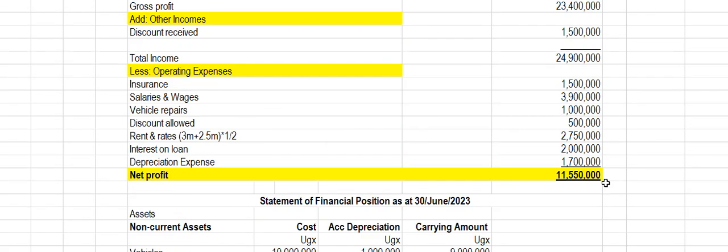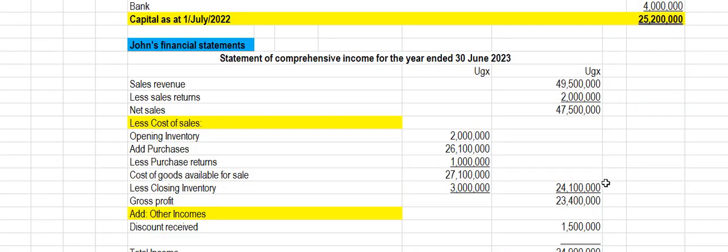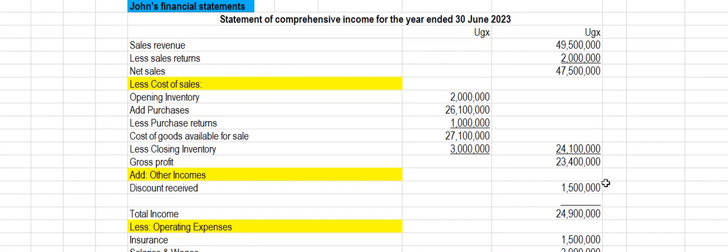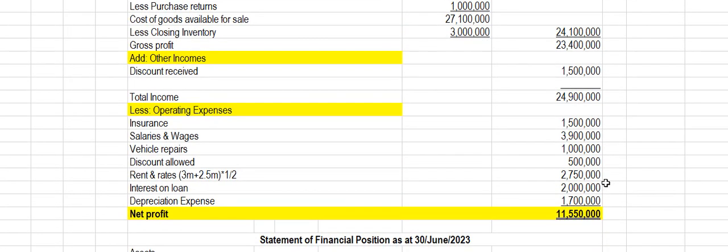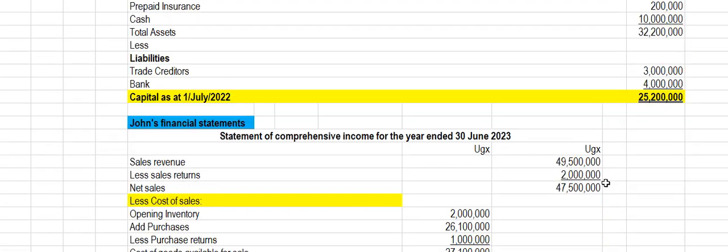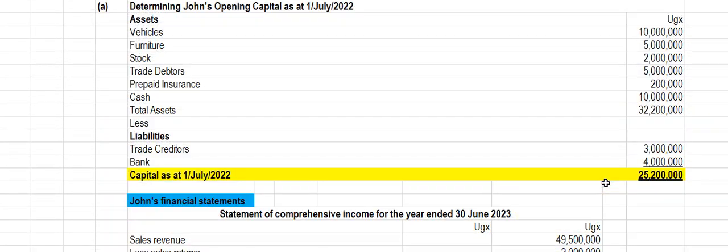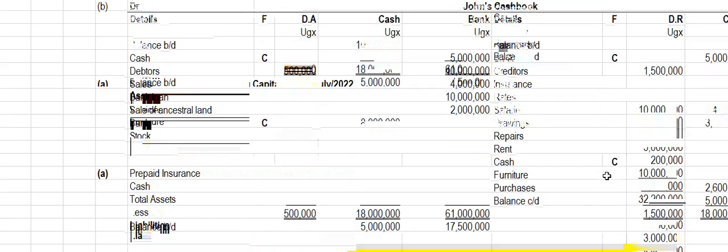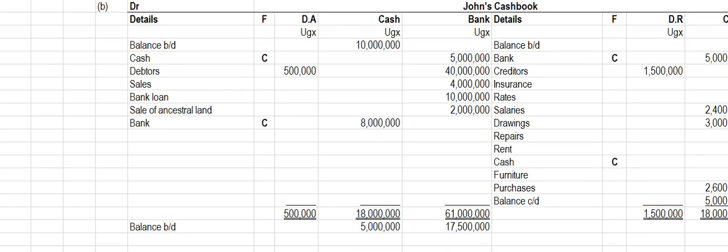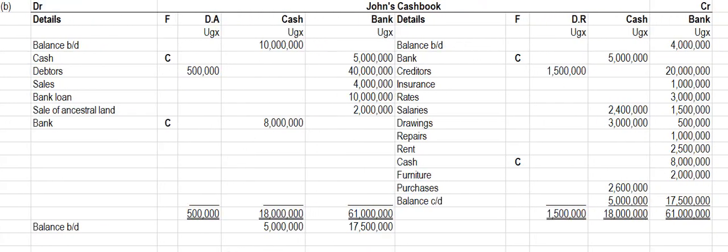This is the statement of comprehensive income. Those are John's financial statements. So that's how John has performed. This was the opening capital as per part of the question. This is John's cash book. As you can see, that is John's cash book.